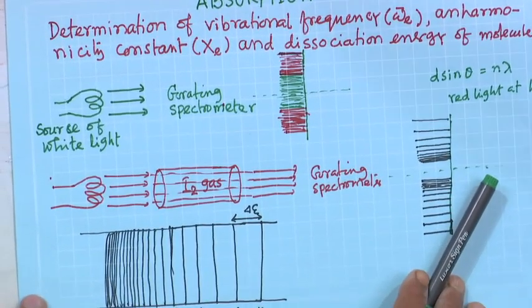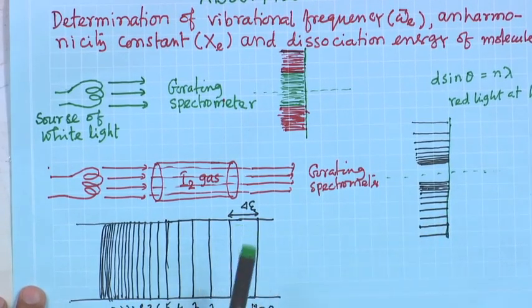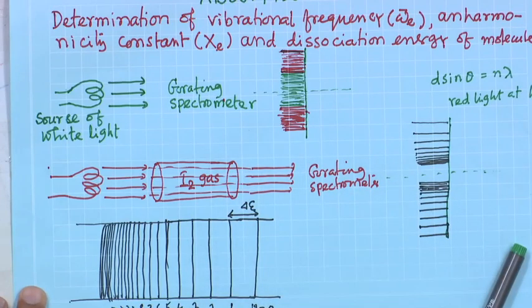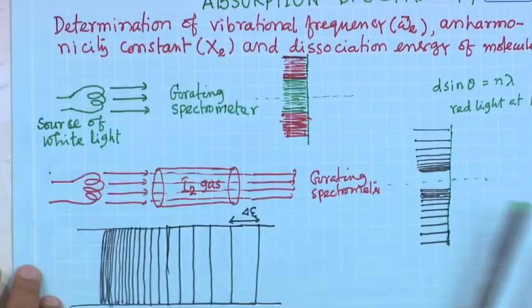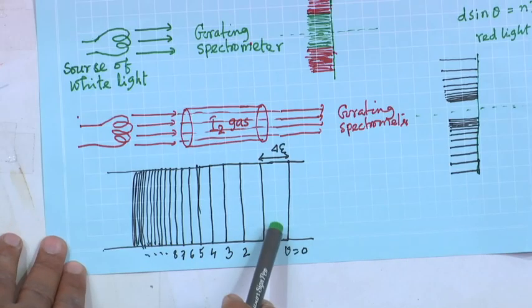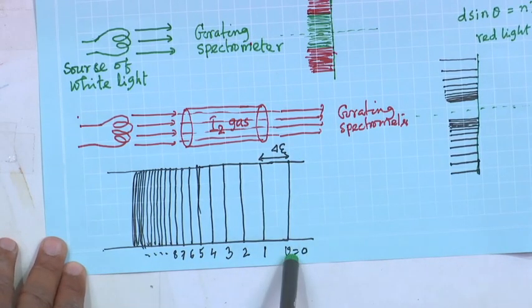That is why this is called absorption spectroscopy. In absorption spectroscopy we will see the black lines that correspond to the absorption of that wavelength, and in case of iodine gas this type of absorption spectra is observed. Here you can see these lines: V equal to 0, 1, 2, 3, 4, 5, etc.